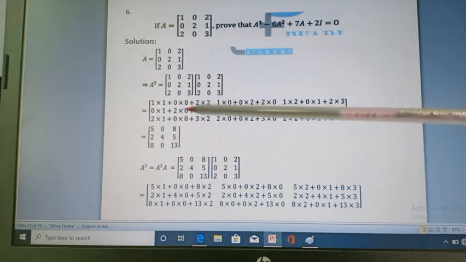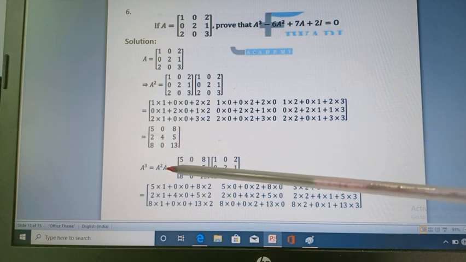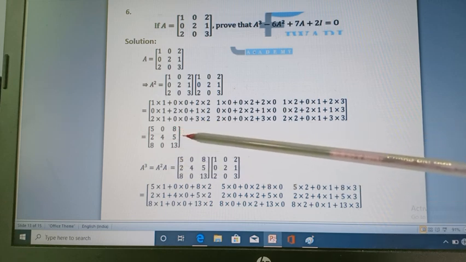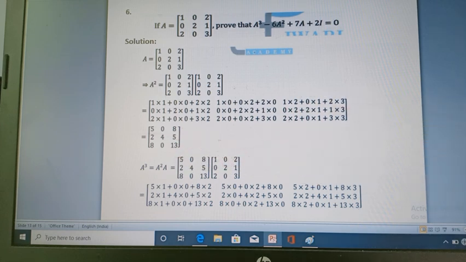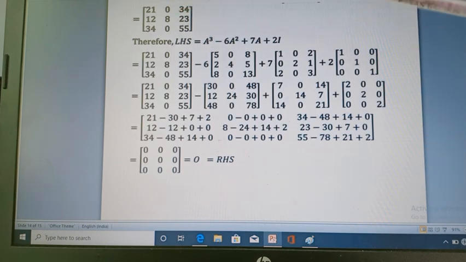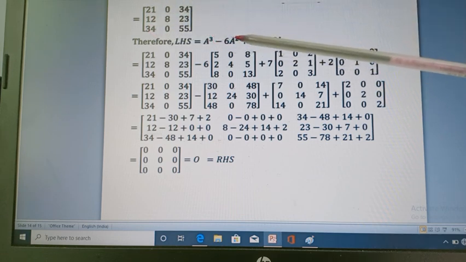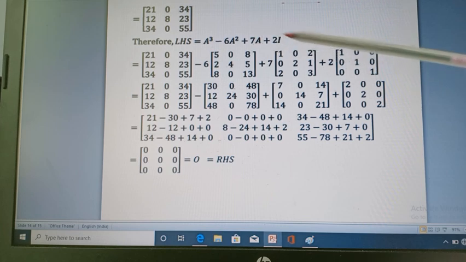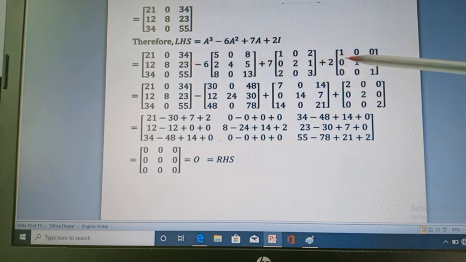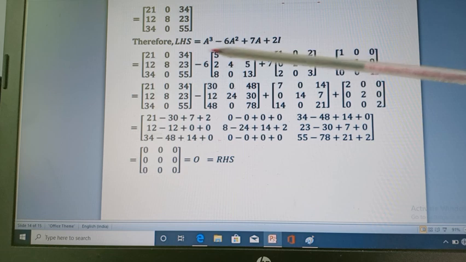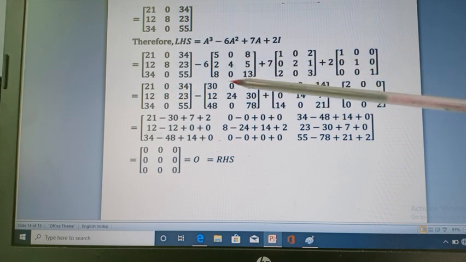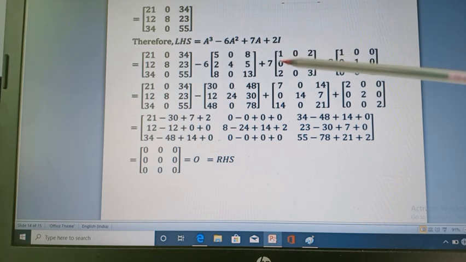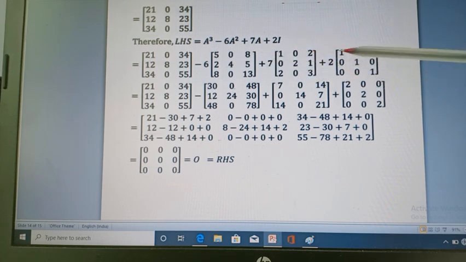After getting A square, we can find the value of A cube by doing A square into A. A square we have got already, and multiplying A square with A we will get the value of A cube, which you can see in the screen, which is this one. And after that we'll take the left hand side, A cube minus 6A square plus 7A plus 2I, and put in all the matrices we have got. This 6 is a multiple of this matrix, so we have to multiply all the entries by 6. We have to multiply all the entries of this by 7, and the identity matrix we have to multiply by 2.